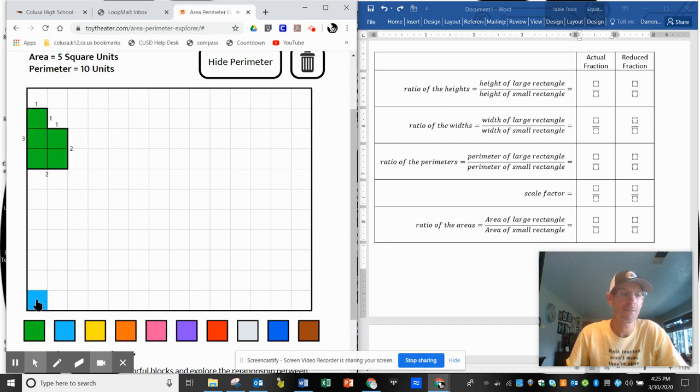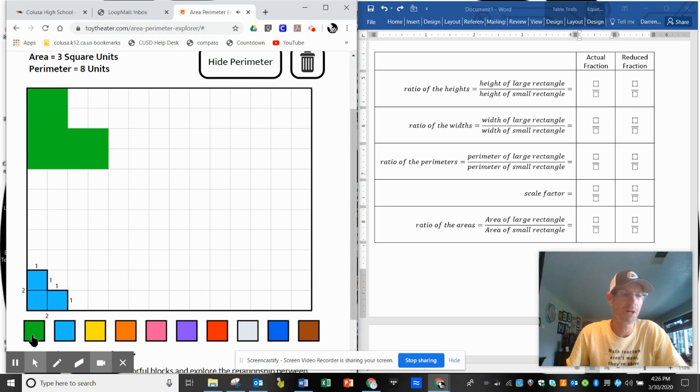So I continue to build. 4 more for the large rectangle, but only 1 for the small rectangle. I know that the large rectangle has to have an area that's 4 times greater because I added 4 squares and then only added 1 square to the small rectangle. Now I'm going to continue to build.